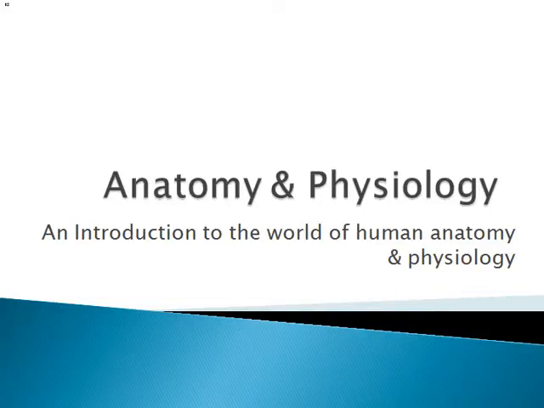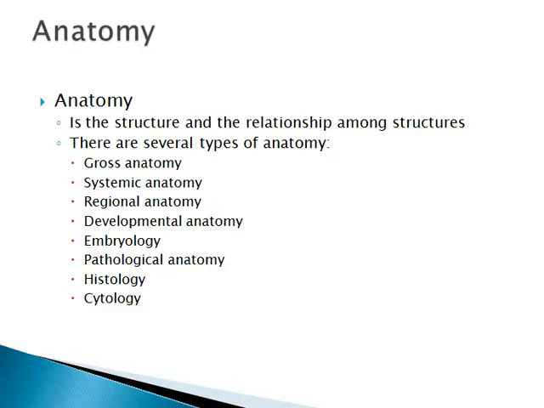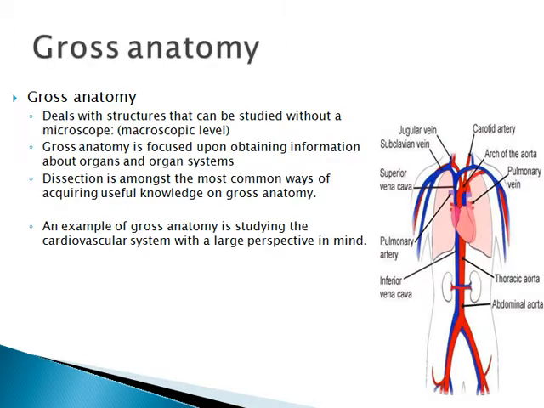Anatomy and Physiology. An Introduction to the World of Human Anatomy and Physiology. Anatomy is the structure and the relationship among structures. There are several types of anatomy: gross anatomy, systemic anatomy, regional anatomy, developmental anatomy, embryology, pathological anatomy, histology, and cytology.